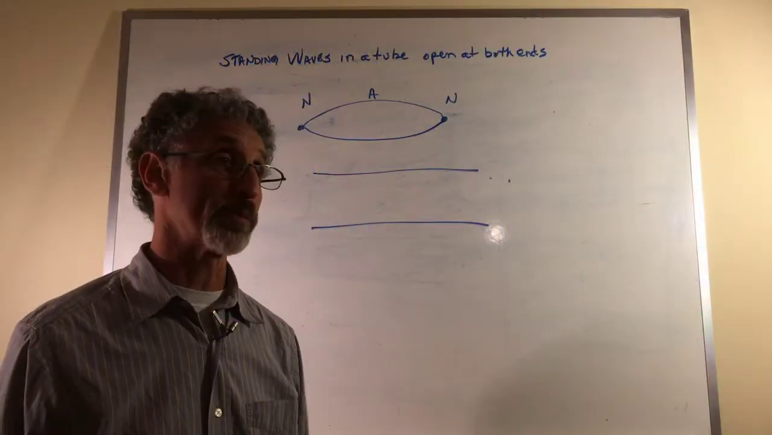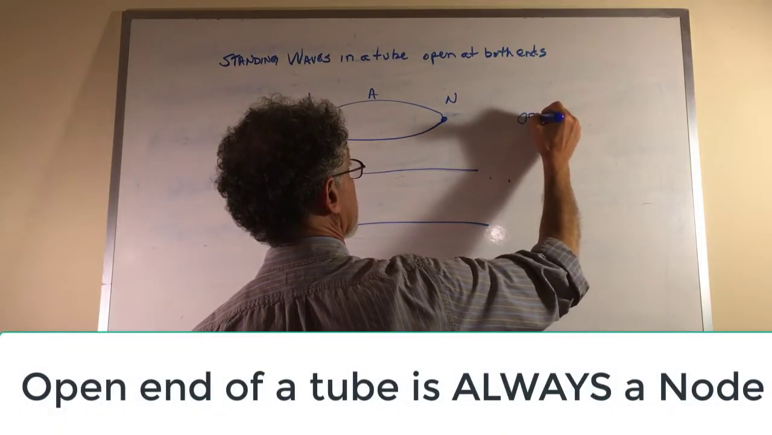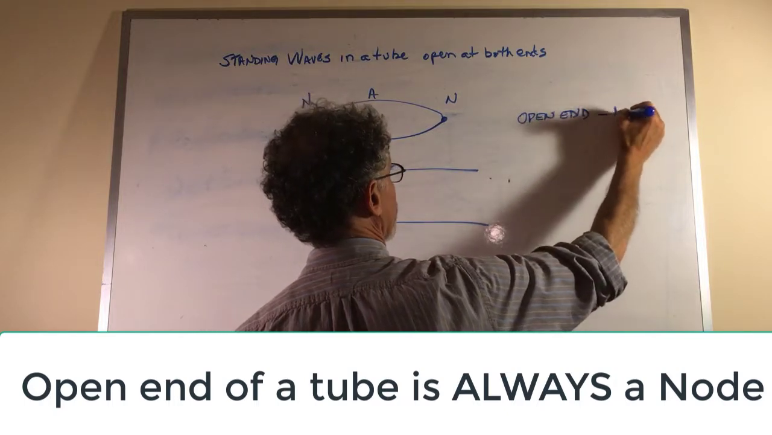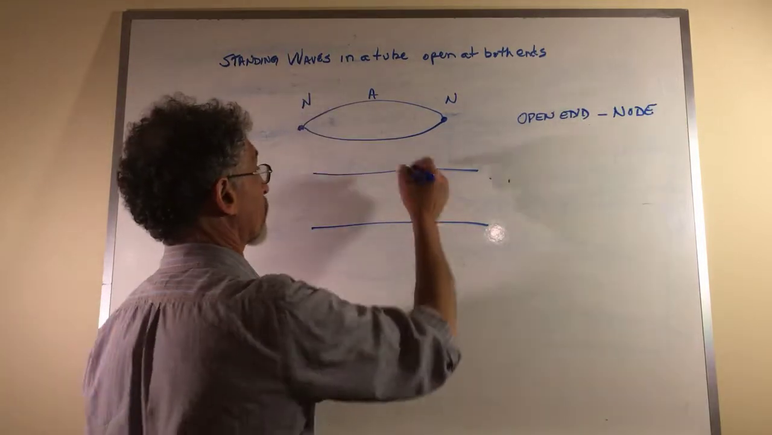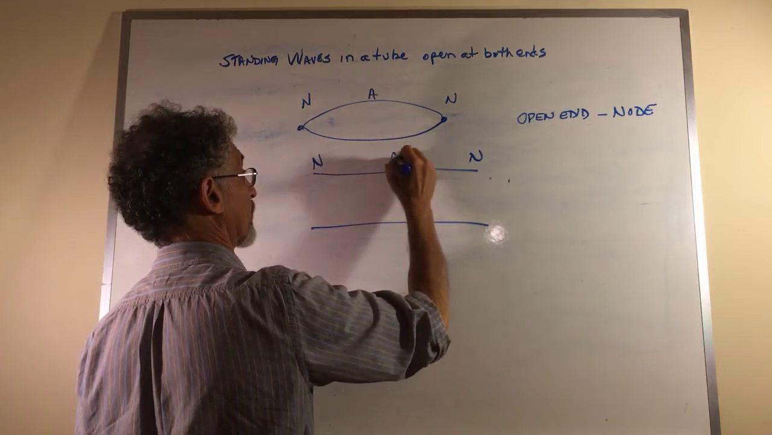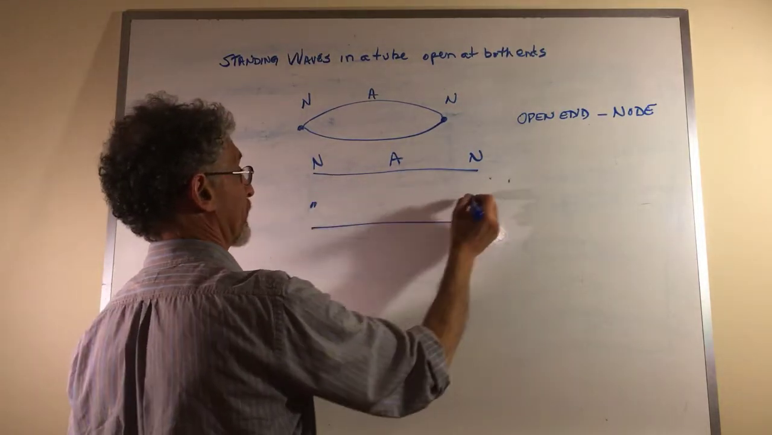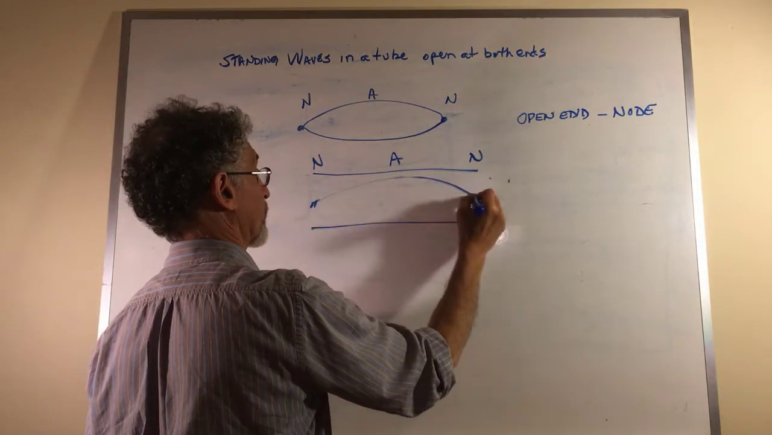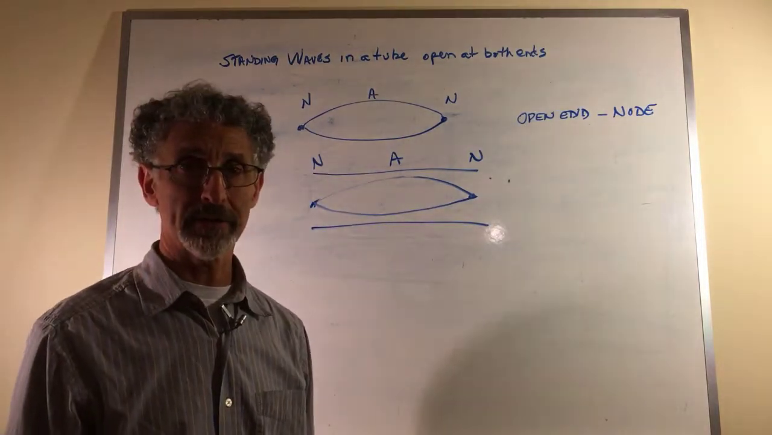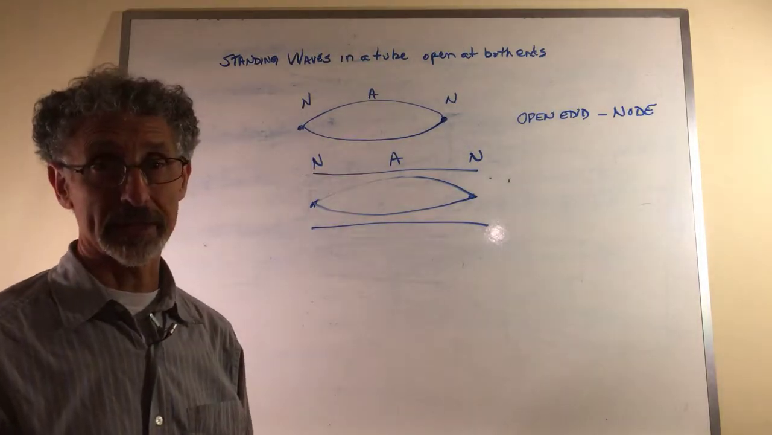So to review the important points, at an open end, we always have a node. So this would be a node, this would be a node, and this would be an antinode. We have a node here and a node here and an antinode here. Does this look at all familiar? It looks just like the string.